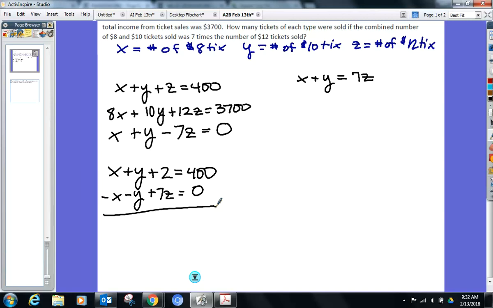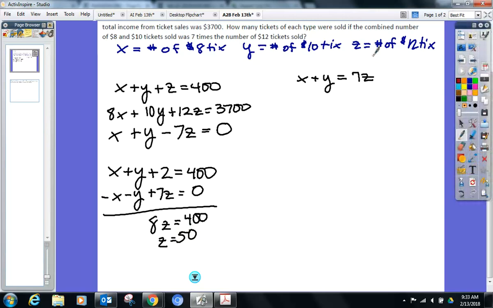Okay, so they're gone. How many Z's do you have? 8Z equals 400. Z equals 50. All right. Hey, look at that. You already found how many. What did Z represent? All right. So we got 50 $12 tickets sold.